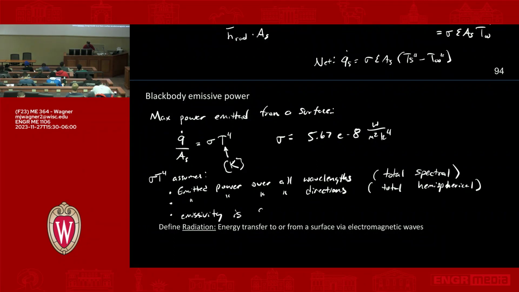The third thing is that emissivity, epsilon, equals 1 at all wavelengths. And this is what we call a black body.